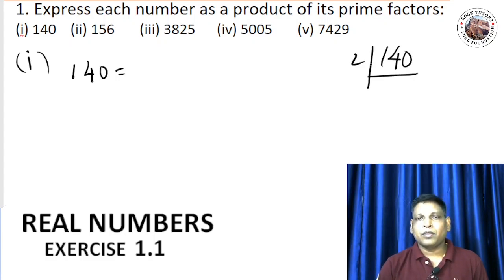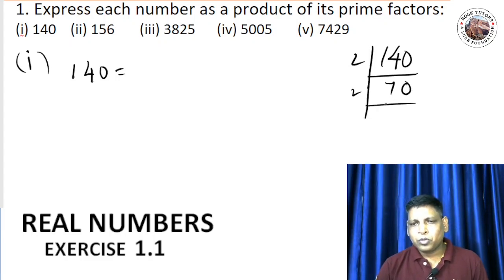Two table: 2 sevens are 14, and 0. Once again, 2 table: 2 threes are 6. So 1 will be left, 10. So 2 fives are 10. Once again, now 5 ends with 5, so 5 table: 5 sevens are 35.